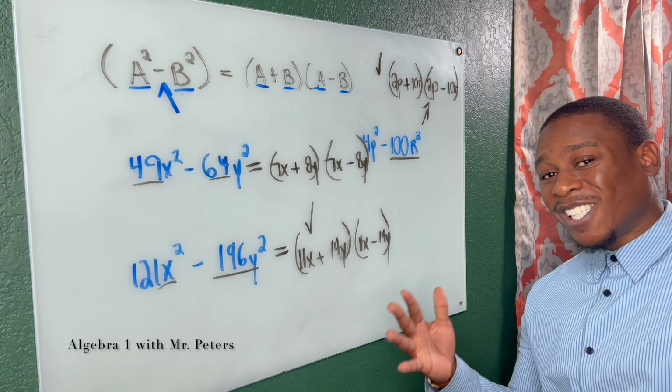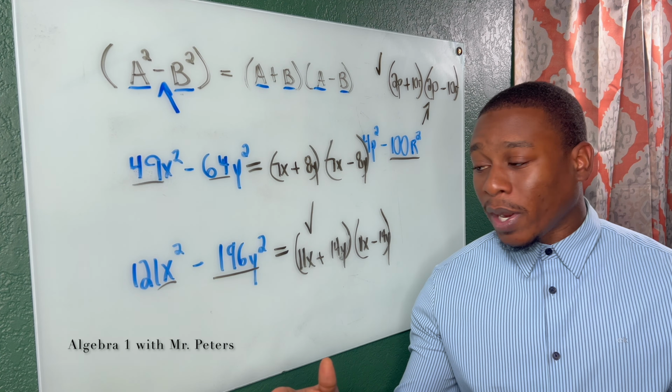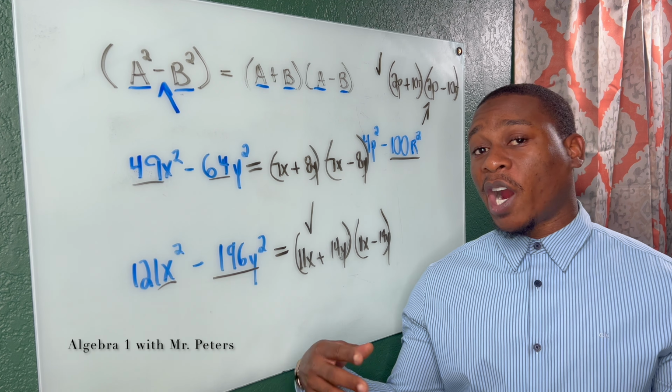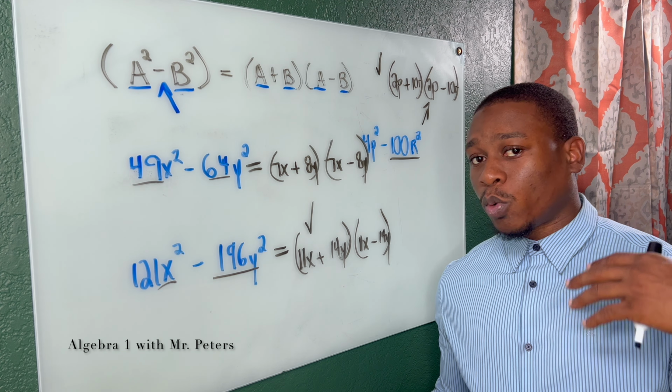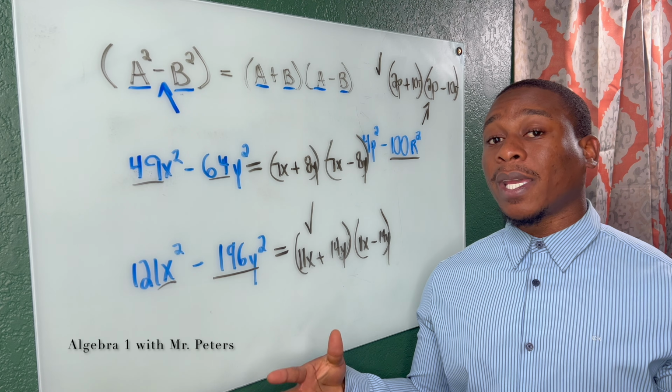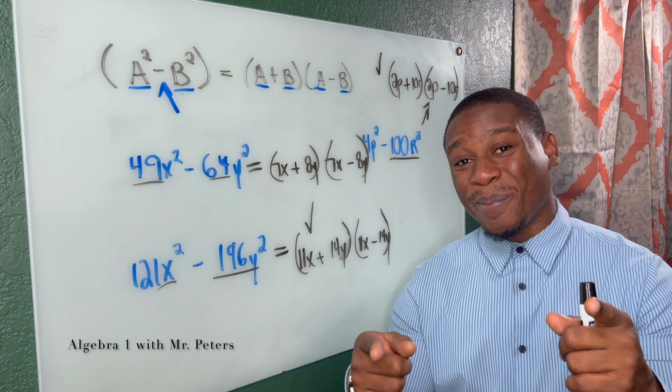But in the last part of this video, what they're going to do now is give us exponents that are higher than 2. So we're talking about an exponent of 4, 6, 8, 10, and so on. So stick around for that part of the video.